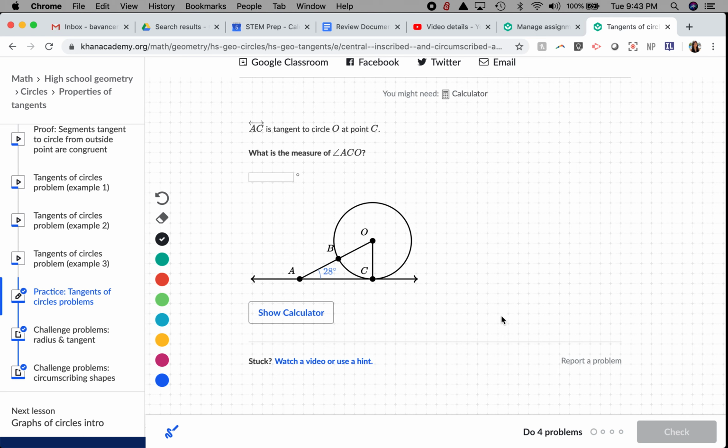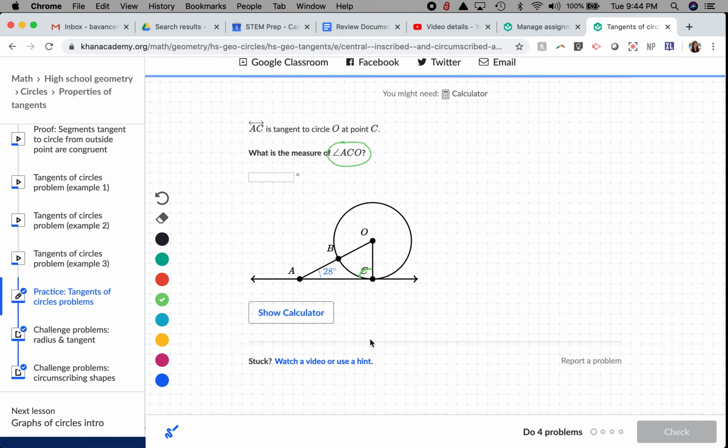The first question says that line AC is tangent to circle O at point C. What the word tangent means is that this line touches the circle at one point, and that point is point C, and it intersects point O at this point of tangency. The question is asking us what the measure of angle ACO is, which is this angle right here.